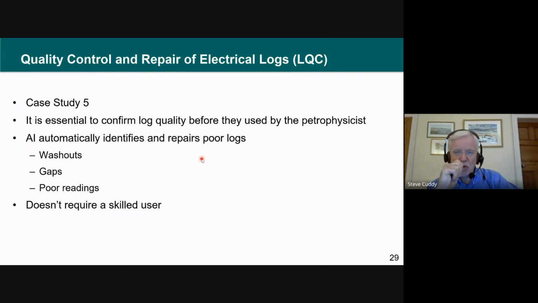Let me show you another case study. This is probably the most important. It is essential to confirm log quality before it is used by the petrophysicists. Now, we're using AI here, or machine learning, to identify poor logs and then repair them automatically. What do we mean by poor logs? Washouts, gaps in the data, poor readings. We want to do this without having to be a super skilled user.